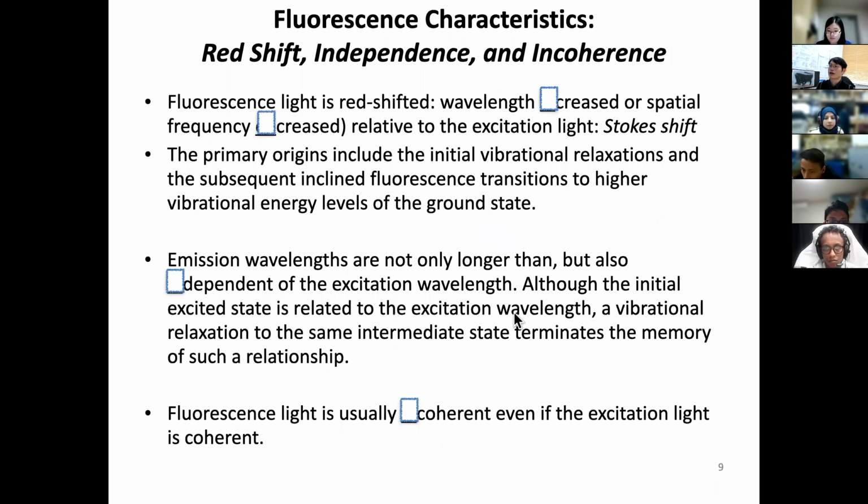That is what phosphorescence is about. Okay, so the characteristics, let's go through them one by one. Fluorescence light is red-shifted. Okay, what does that mean for wavelength? Can you guess what this is?